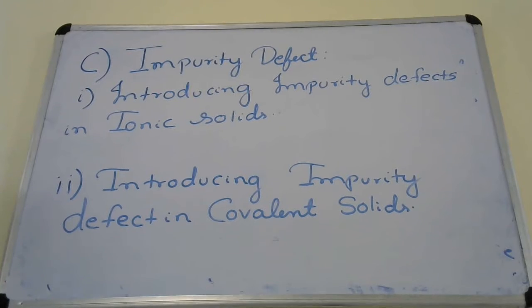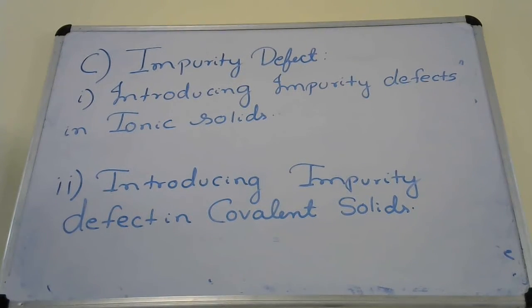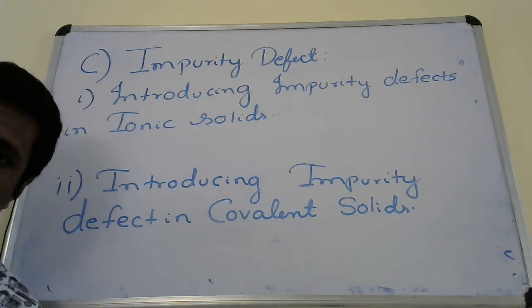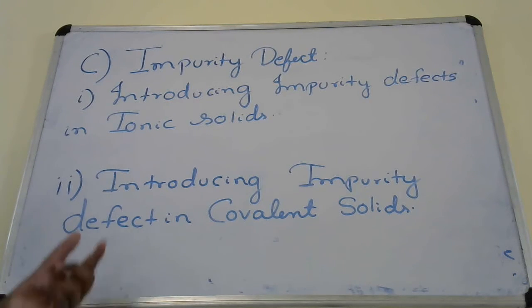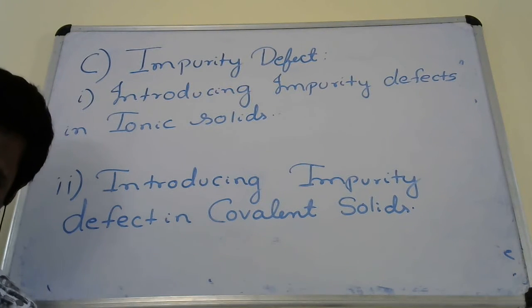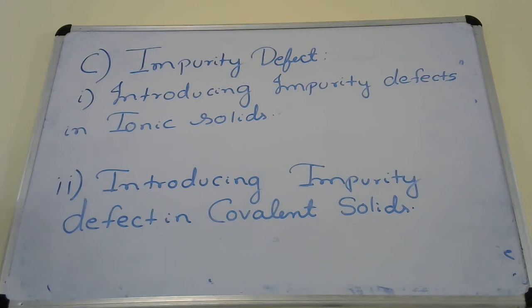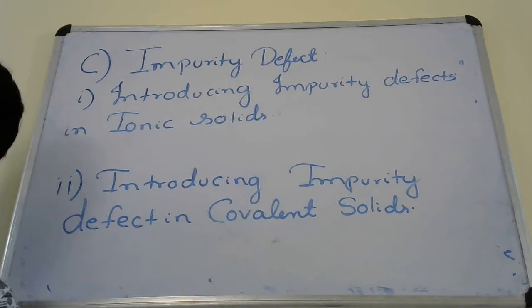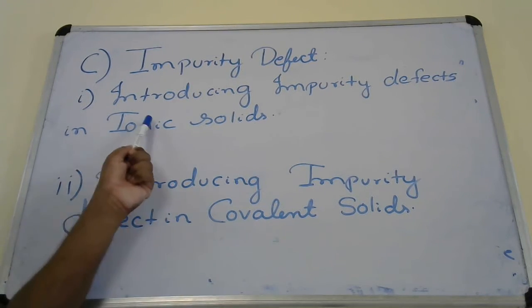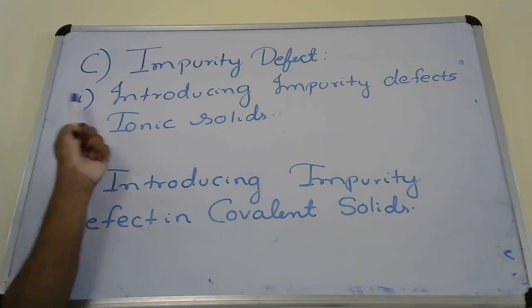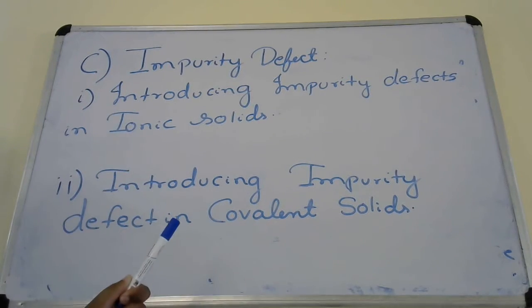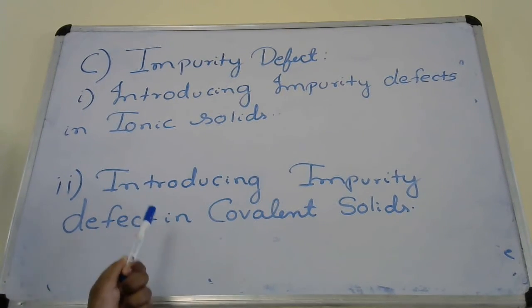There are two ways of introducing impurity: introducing impurity in ionic solids and introducing impurity in covalent solids. So that is all about impurity defects and their types. We will see in detail introducing impurity defect in ionic solid and introducing impurity defect in covalent solid individually.